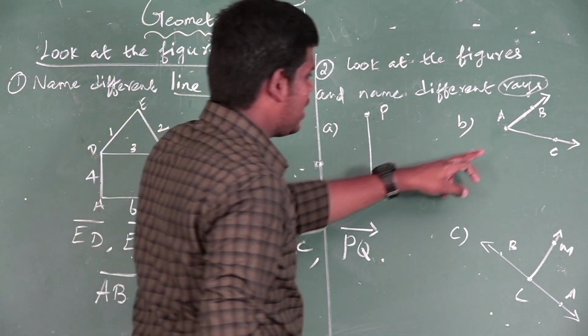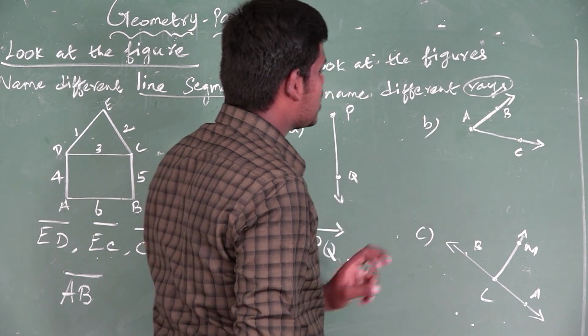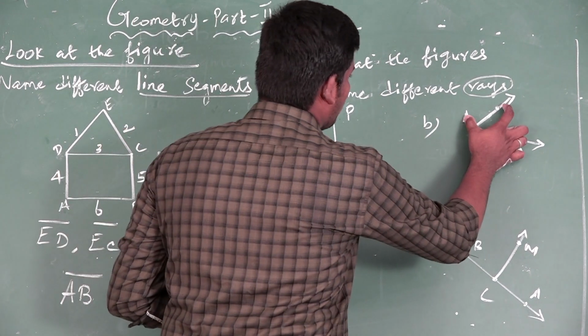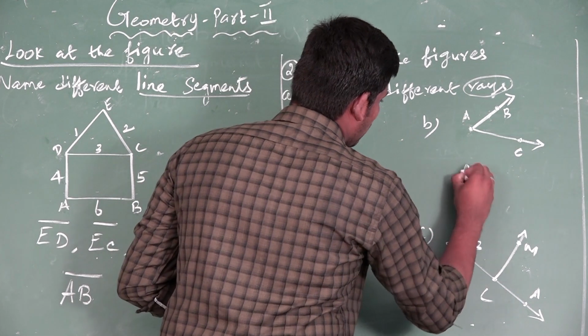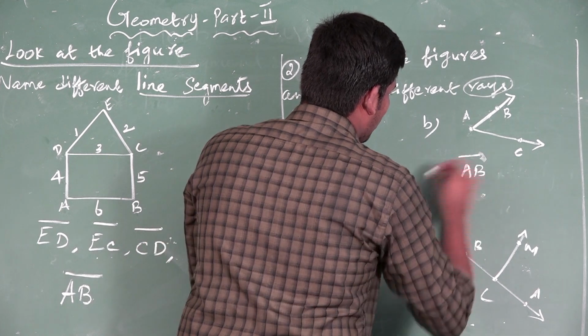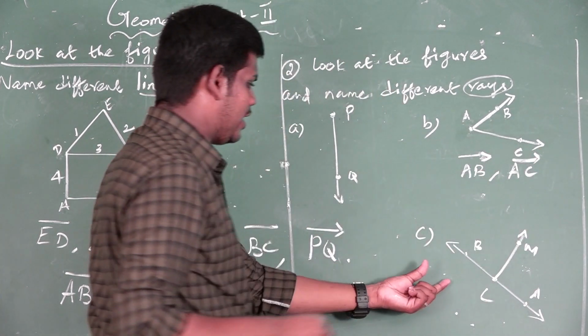Second question is given here. This is point A, this is point B, this is point C. So how can we write? Here there are two rays. AB is one ray, AC is another ray. So ray AB and the other one is ray AC. And the third question is given here.